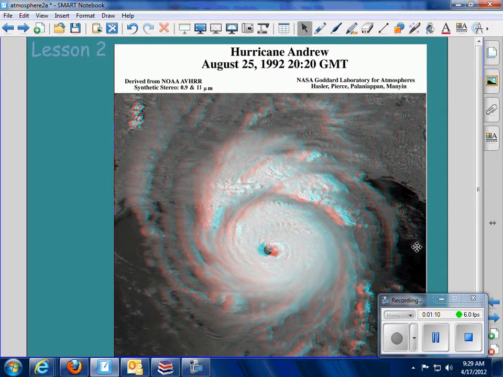Here was a satellite picture of Hurricane Andrew on August 25th, 1992. Here's the eye of the storm right here, but this whole storm was hundreds of miles across. You can kind of see the rain bands, and it was a really huge storm.